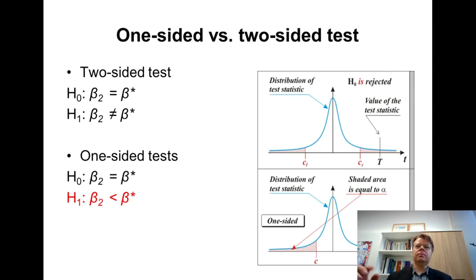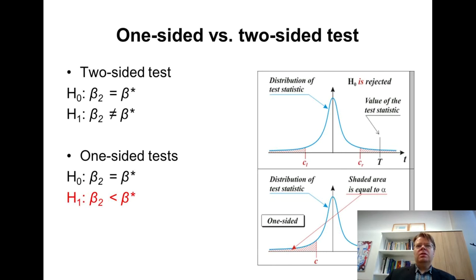Okay. So the difference between the two-sided test and the one-sided test is that in the two-sided test we always say that the alternative hypothesis is just that beta 2 is not equal to beta asterisk, but we do not say whether it is greater or smaller. Either deviation to the positive or negative side is equally acceptable, but in the one-sided test we are committed to only downward deviations or only upward deviations.